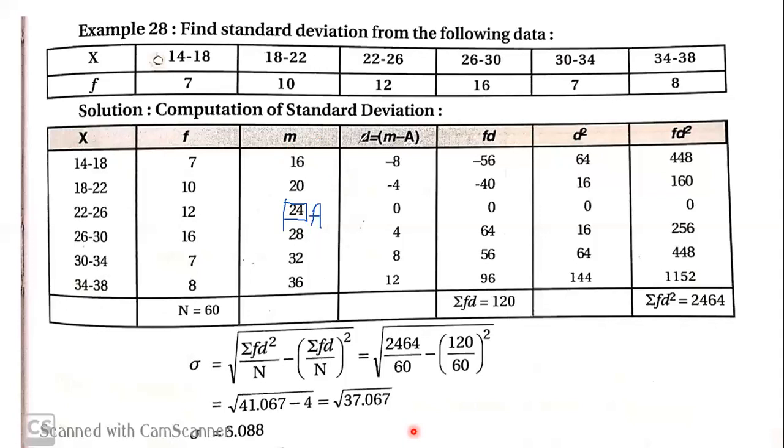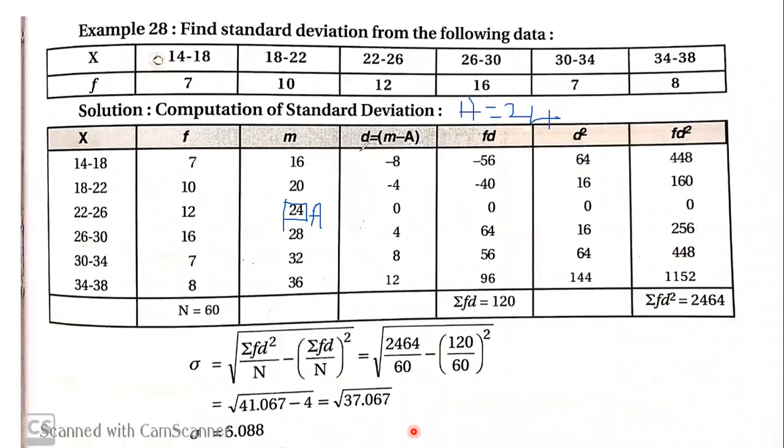Now let's calculate the deviations. D is equal to m minus a, where a is equal to 24. Next, 16 minus 24 is minus 8. 20 minus 24 is minus 4. 24 minus 24 is 0. 28 minus 24 is 4. 32 minus 24 is 8. 36 minus 24 is 12. So I found out all the D values, that is deviation values.